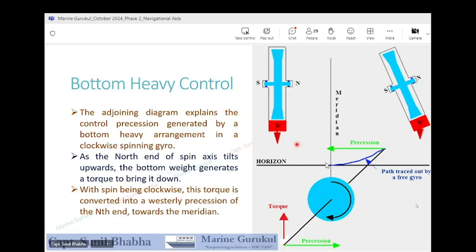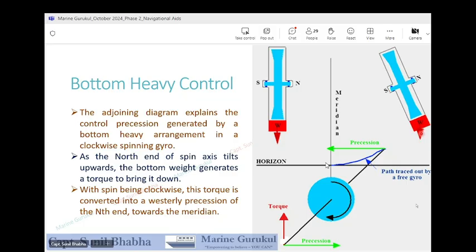Now we know after some time the gyrostar is going to move eastwards and have a positive altitude, upward altitude. So the north end of the spin axis is also going to have an upward tilt. Now have a look at this particular diagram, the right side diagram on top. You see as the north end of the spin axis tilts upwards, this weight which is fitted at the bottom of the casing tries to make it vertical again.